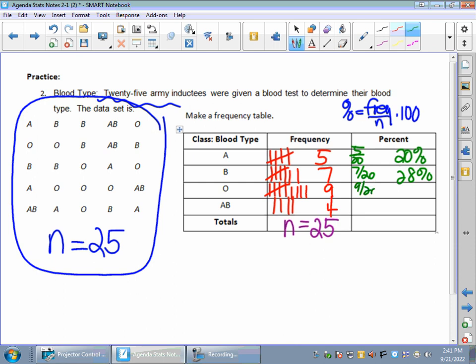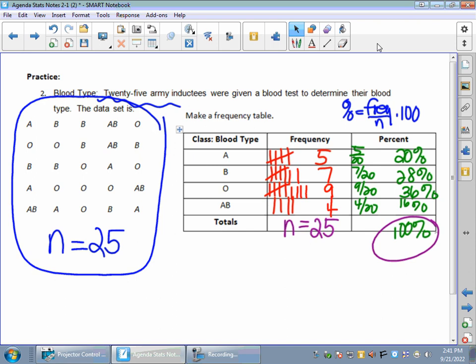So what should all of my percentages add up to at the end if I'm adding up all of my frequencies to the total sample size? Those should all equal 100%. If we were rounding, we might not come up with 100%, but we've got 100%.